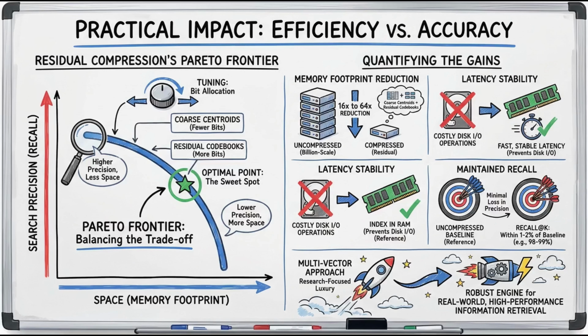First, there is a massive reduction in your memory footprint, typically between 16 and 64 times smaller than the original. This allows the entire index to live comfortably in RAM, which eliminates the bottleneck of slow disk operations and keeps latency incredibly stable. Crucially, this doesn't come at the cost of quality. You can expect to keep your recall performance within just 1 or 2% of an uncompressed baseline. Ultimately, residual compression shifts the multi-vector approach from a research luxury into a high-performance engine for real-world information retrieval.